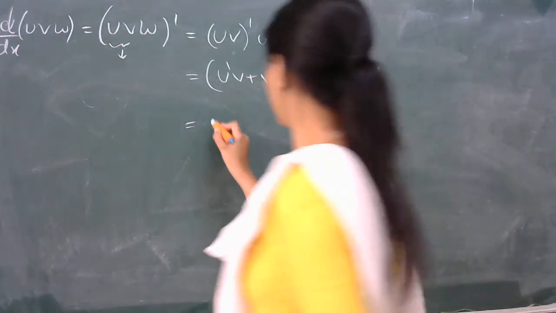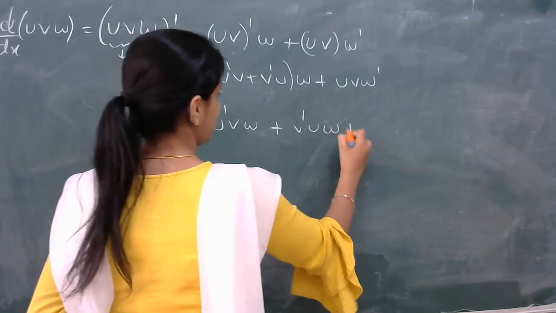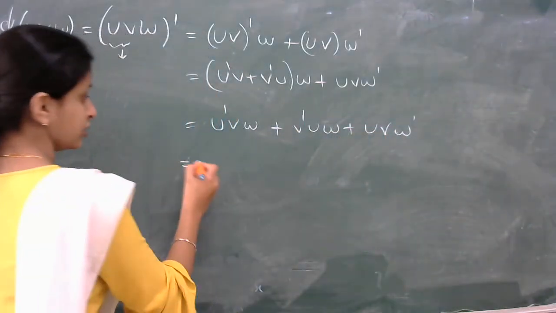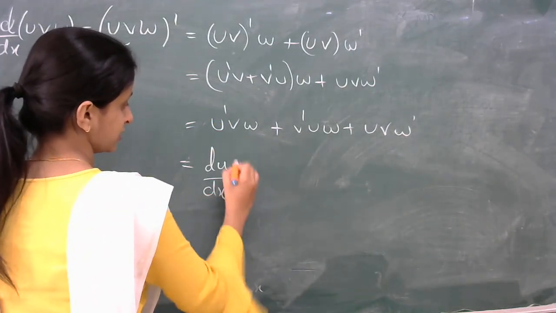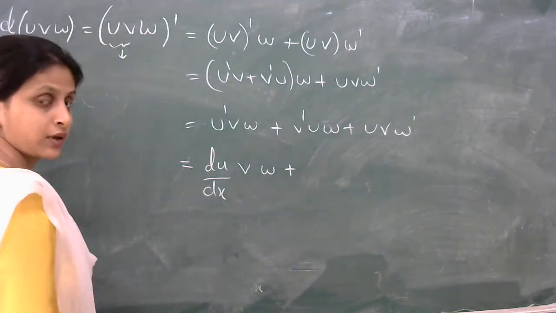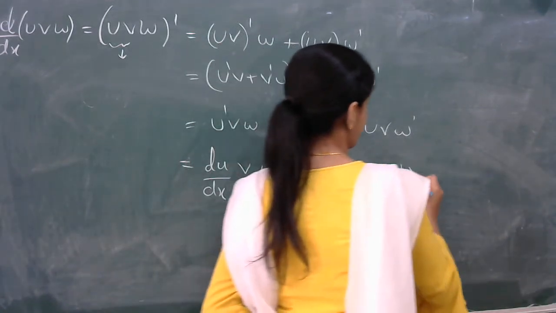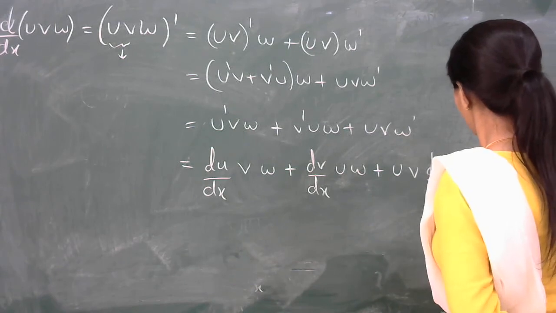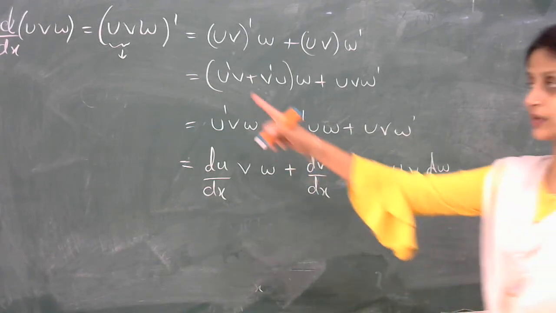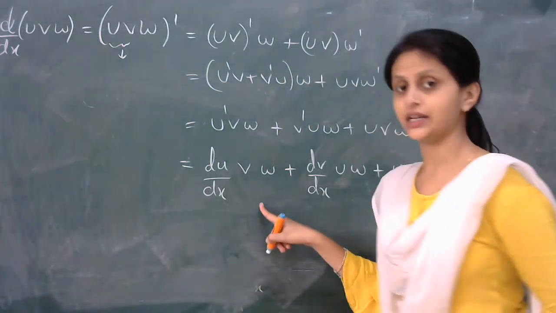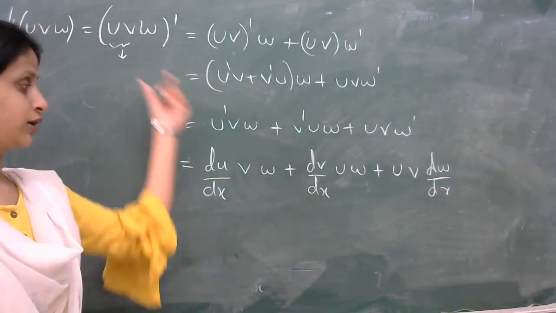So if you simplify that, what do you get? u dash v w plus v dash u w plus u v w dash. If I write it in terms of du, see u dash is what? Du by dx. v w is written as it is. V dash is written as dv by dx. u w is written as it is. u v is written as it is. What is w dash? It is dw by dx. So you can observe this is nothing but my RHS. We have considered the LHS and hence we proved the RHS. I have used repeated application of product rule to show LHS is equal to RHS.